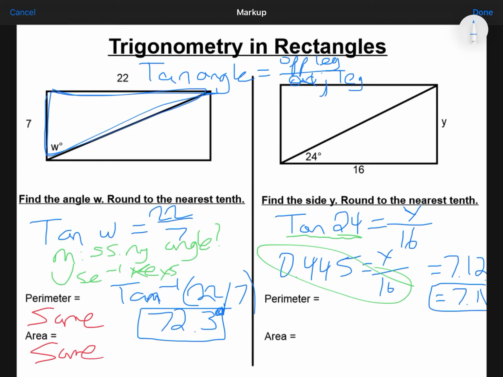Because it says round to the nearest tenth, we'll round to 7.1. Perimeter, add up all your sides, 16 plus 7.1 plus 16 plus 7.1 comes out to be 46.2. And area, 16 times 7.1, is 113.6.